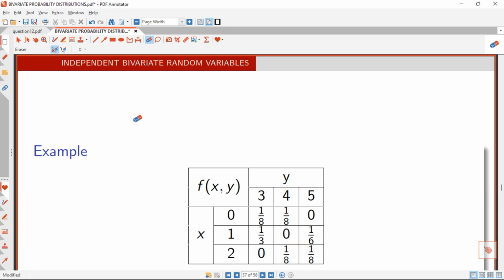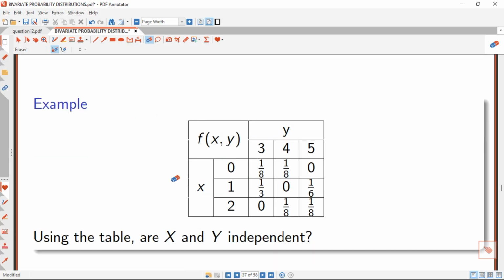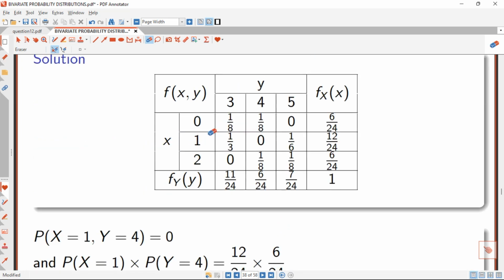I have one more question here that we have to solve. This question says that we have x and then the y component. On the 3 we add everything, on the 4 we add everything here, on the 5 we add everything here, and on the x section we add everything, to get both the rows and the columns, both the marginal of y and the marginal of x. The question is saying that we should use the table to detect if our x and y are independent, and the solution is down here.